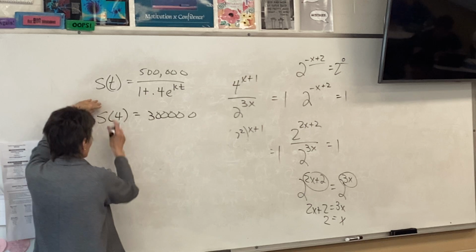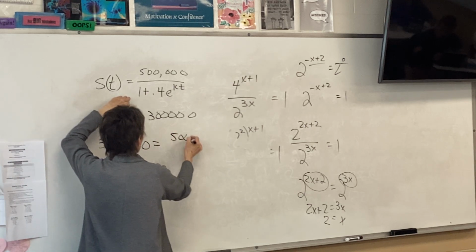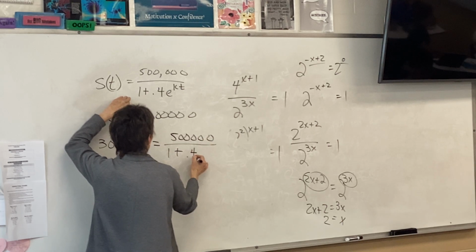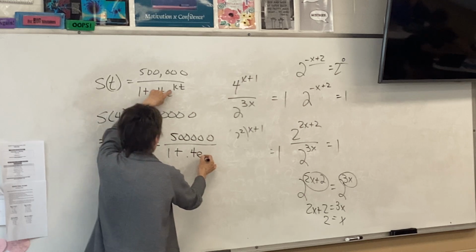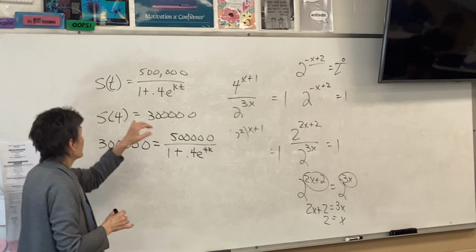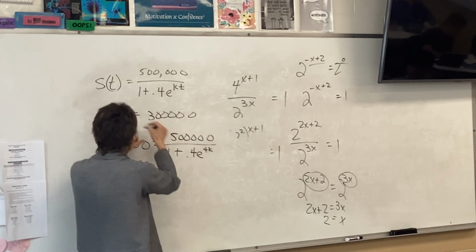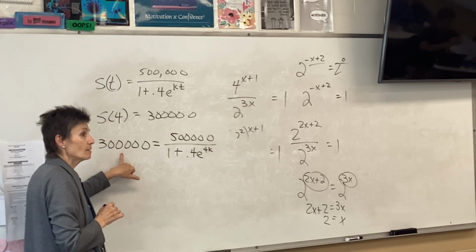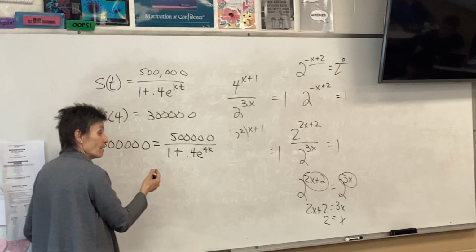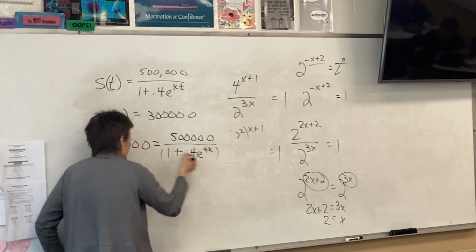So, that's why they gave me this. Because now I know that 300,000 is 500,000 over 1 plus 0.4 e to the 4k. Does that make sense to you? If I plug in 4 for my t, then the answer has to come out to be 300,000. That's a solvable equation. Now it's messy, but I have a calculator.